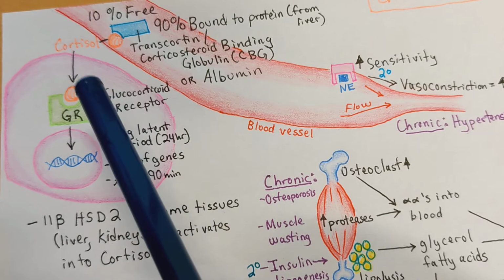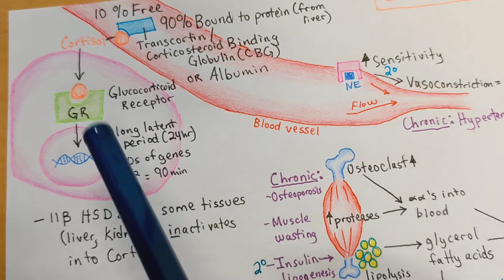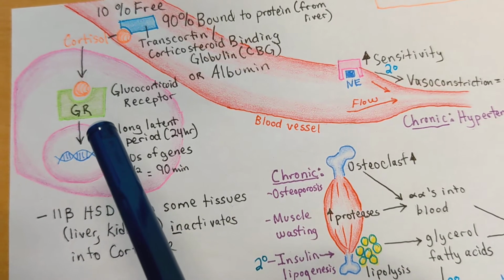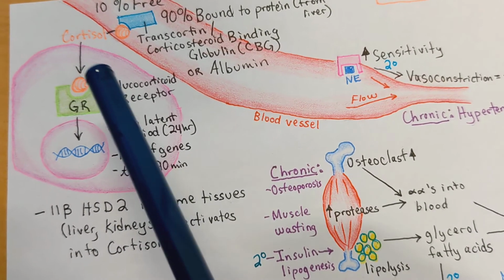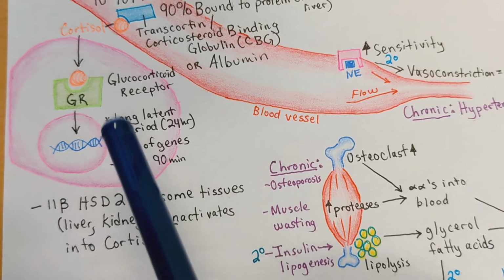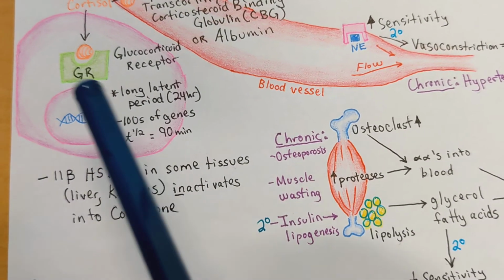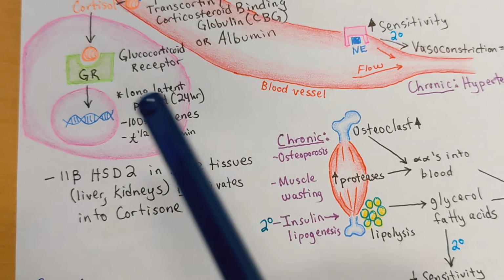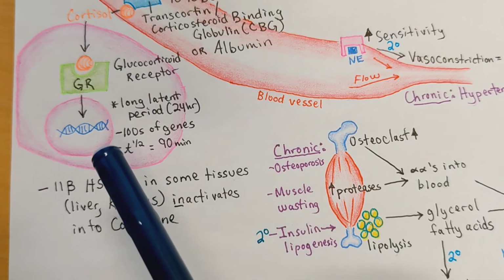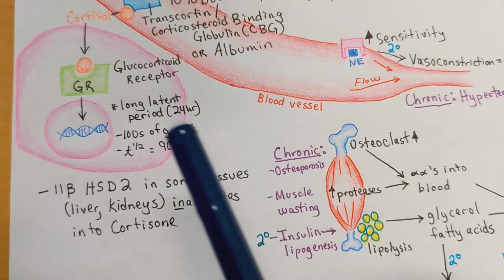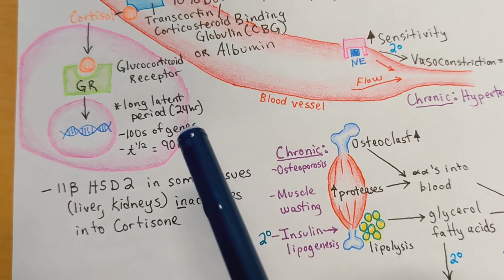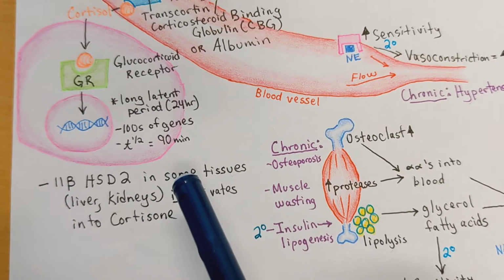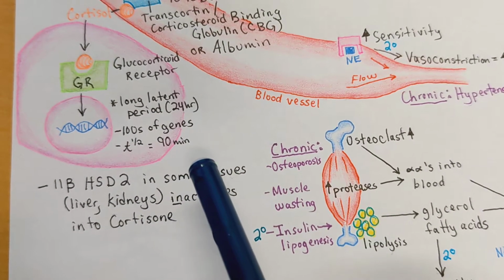It is able to slip through the membrane of a target cell and bind to a glucocorticoid receptor. These glucocorticoid receptors are free in the cytosol, and once they interact with cortisol, they are going to serve as transcription factors here within the nucleus of whatever target cell we're seeing. Because cortisol is ultimately going to act as a transcription factor, there's a long latent period. That is, it takes about a day for the effects of cortisol to be seen, even once it has been released by the adrenal gland.